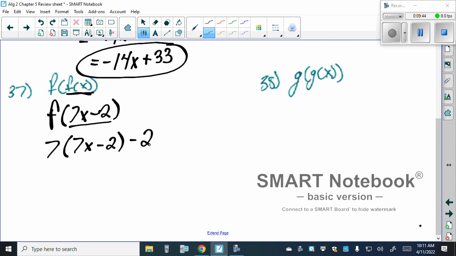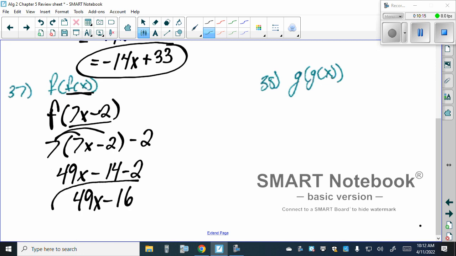So it really doesn't matter what we're doing. We can do it with any of these here. It's just we're working from the inside out. So we started with f of x, which was 7x minus 2. Then we took f of 7x minus 2. So plug that in for x. And now we're going to simplify. Well, 7 times 7x is 49x. 7 times negative 2 would be negative 14. And then we have the minus 2, which would give us 49x minus 16. And that's all we have to do for this here.